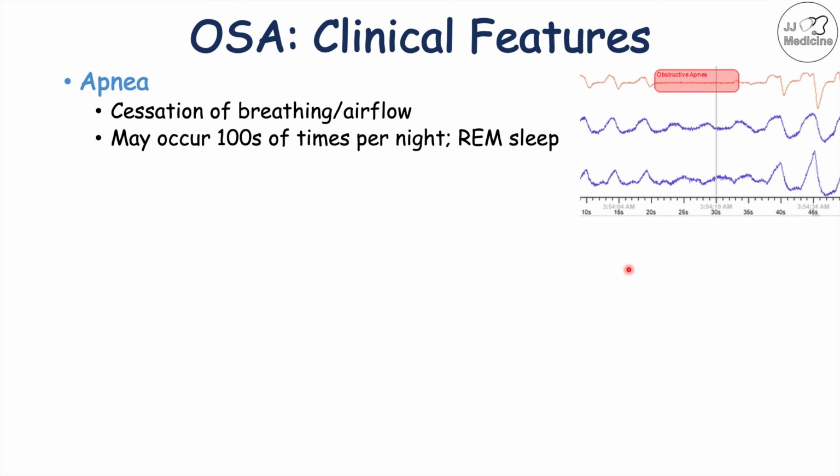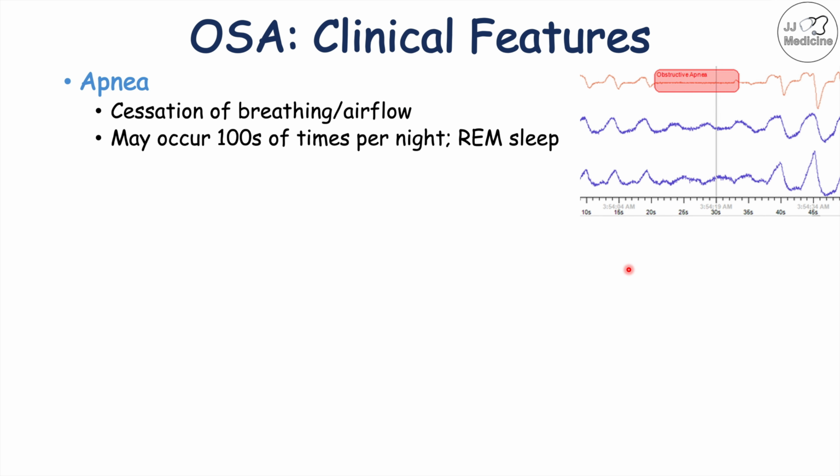And again, the episode of apnea occurs in the presence of respiratory effort. So the patient is trying to breathe, but they're not able to get air or airflow past the obstruction. These episodes can occur many, many times during the night. It may occur hundreds of times per night, and we're going to see it most commonly in rapid eye movement sleep or REM sleep for reasons we mentioned before.